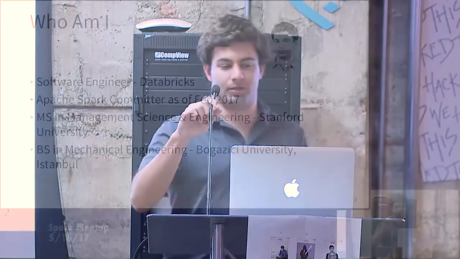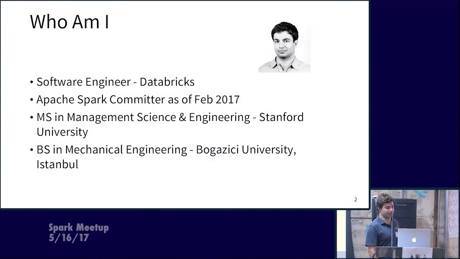So very quickly, who am I? I'm a software engineer at Databricks. I became a committer in February 2017. I did my master's at Stanford, so I was very happy to have pizza for dinner. And I did mechanical engineering for undergrad, so not really a CS person, but Spark's great.